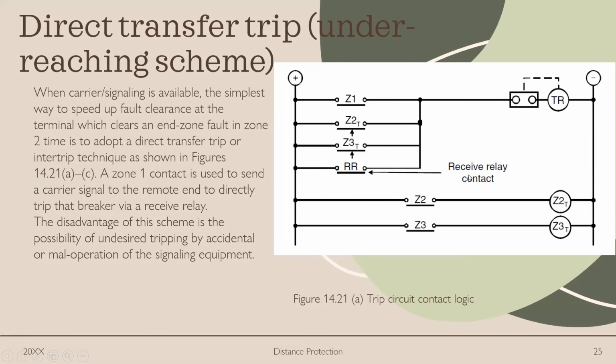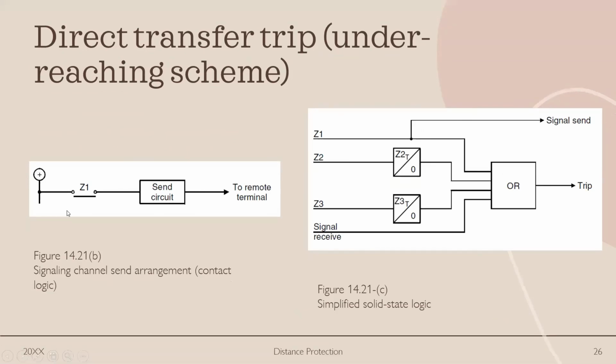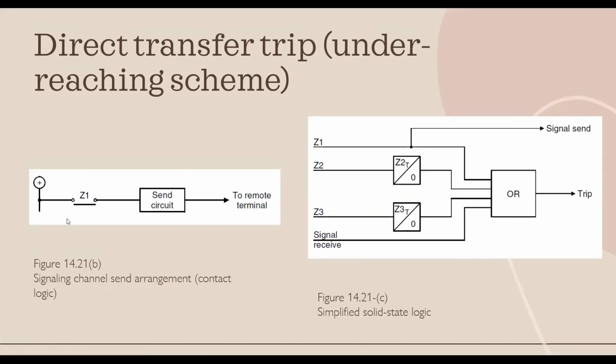Here in the figure, we can see the receive relay contact added in parallel. A zone 1 contact is used to send a carrier signal to the remote end to directly trip that breaker via a receive relay. The disadvantage of this scheme is the possibility of undesired tripping by accidental or maloperation of the signaling equipment.